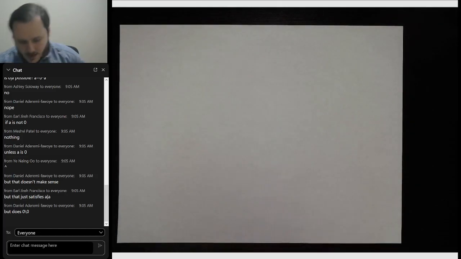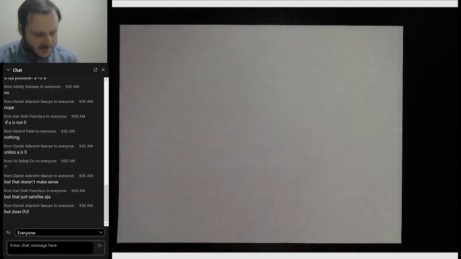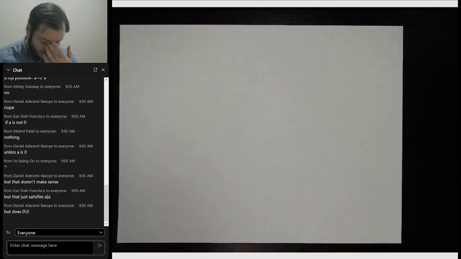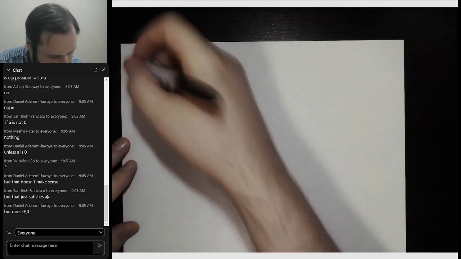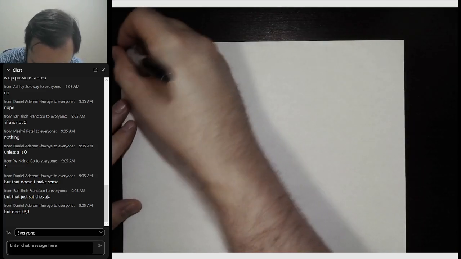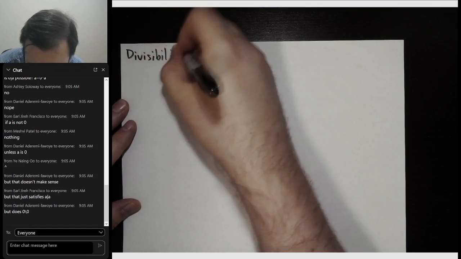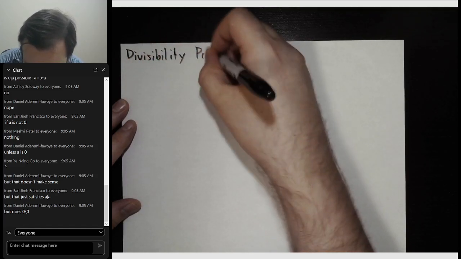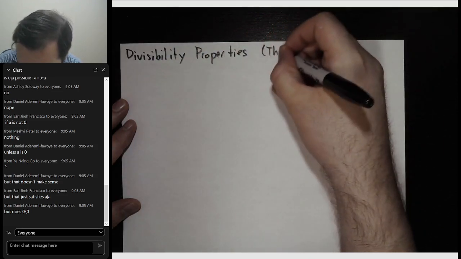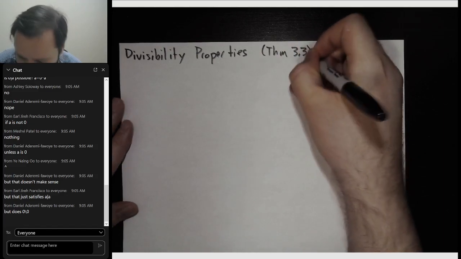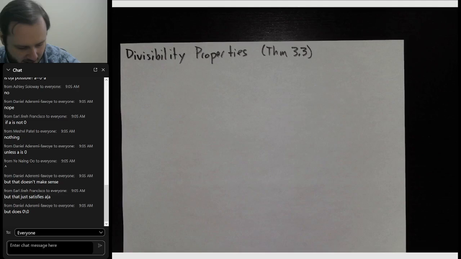Okay, I got 9:08. Let's reconvene, focus back in. So I want to talk about some divisibility properties. And this is theorem 3.3, which is important because I'm going to refer back to these relatively often.